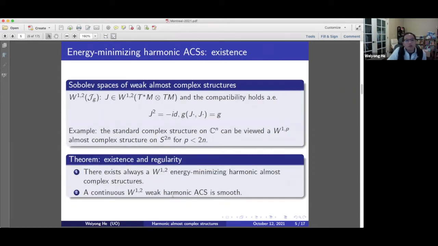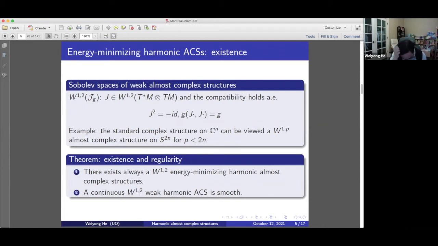So we are trying to understand this kind of objects from the point of view of analysis. So we need to enlarge the consideration. We talk about this W^{1,2} almost complex structure, so Sobolev spaces in particular. We understand this as a W^{1,2} section of the endomorphism of the tangent bundle, with the compatibility condition that holds almost everywhere. So it's a measurable one, almost everywhere pointwise.